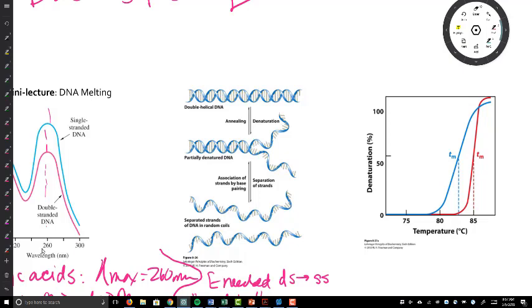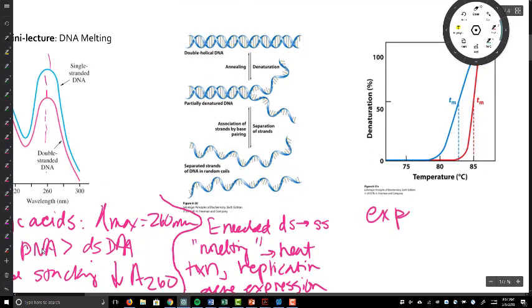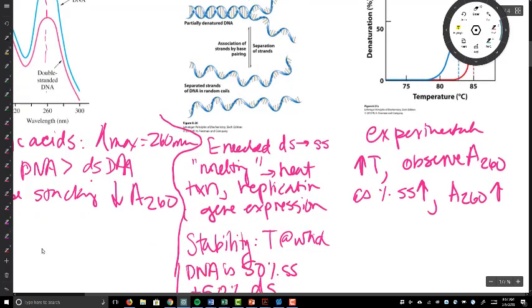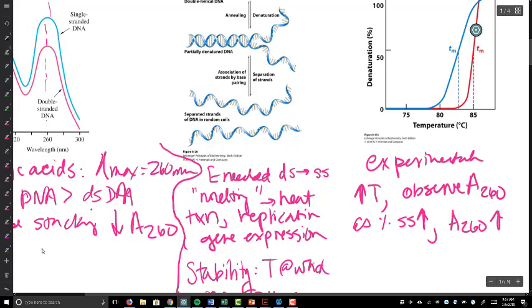And so what we can do is increase the temperature and observe the absorbance at 260 nanometers. As the percentage of single-stranded DNA goes up, the A260 is going to go up. And what we're going to see is a sigmoidal curve. So if these are two DNAs with different melting temperatures, we're going to see a sigmoidal curve.